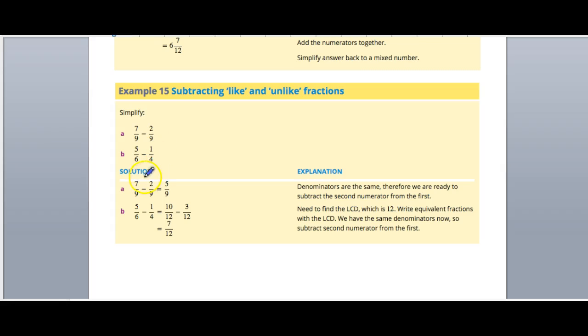So we're basically saying we have 7 9ths, and I've taken away 2 9ths. So 7 take away 2 leaves me with 5. So I've only got 5 9ths.